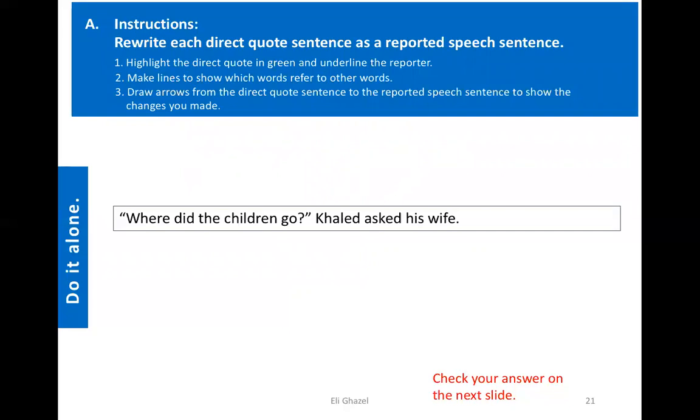Then we give the students the opportunity to work alone and do exactly the same thing that we did in the learning part. This is a step that will help them consolidate and collect their learning. And they don't have to remember a lot of things. The amount of information that they need to remember is segmented into bite size to help the students learn. And we gave them the instructions. The instructions are to do exactly what they saw in the previous slides. Where did the children go? Khalid asked his wife.